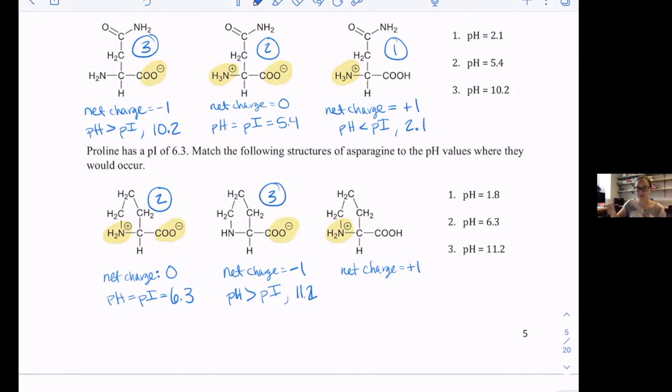And then our last one, we have a positive charge, which means we have an acidic solution. So pH is less than pI. A pH of 1.8 is what our option is. So that's number 1. Okay, so where these start to get really tricky is when you have charged species as well. So if you have a charged species, it's going to be a little bit different. We'll practice that in our practice problems as well.